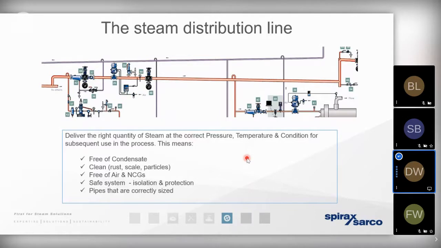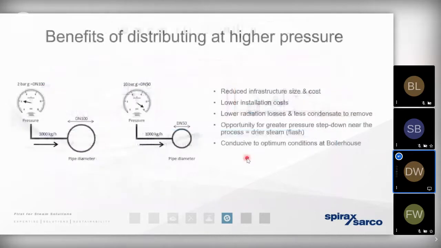And most importantly, we want to ensure that the pipes have been sized correctly. The reason being, as we've mentioned, steam's a gas. It moves in accordance with the pressure drop around the network. So we want to ensure that we can get the correct mass of steam through the pipework at the correct pressure to satisfy the process.